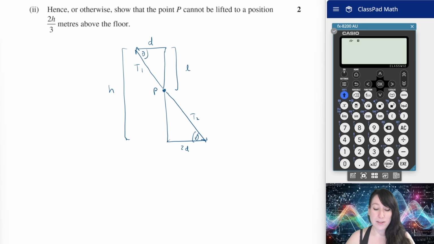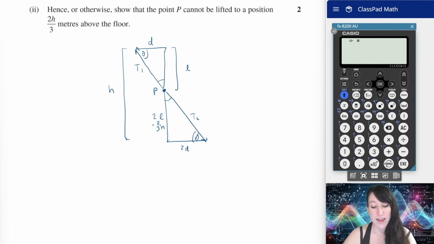Okay, as we lift P up, the ropes would approach forming a straight line. If they were to form a straight line, then we'd have equal angles here and here, and we'd have similar triangles. Now, the height of point P, if the ropes formed a straight line, would equal 2L due to similar triangles. And if that's the case, then the height of P above the floor would be 2/3 of h, since h is now split into 2L plus L. So this will equal 2/3 h.